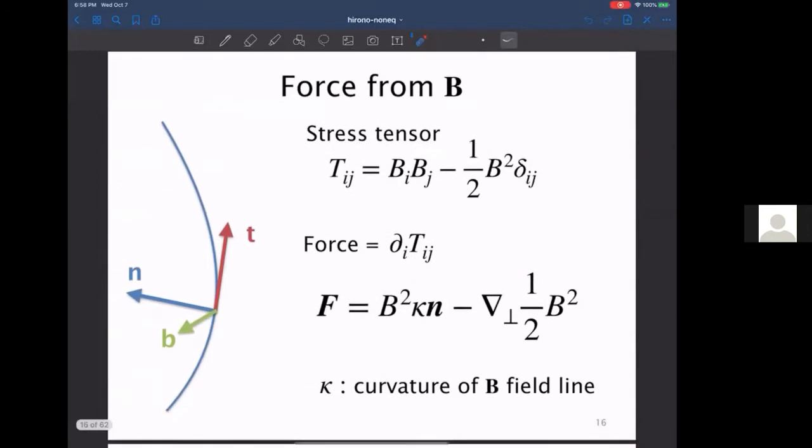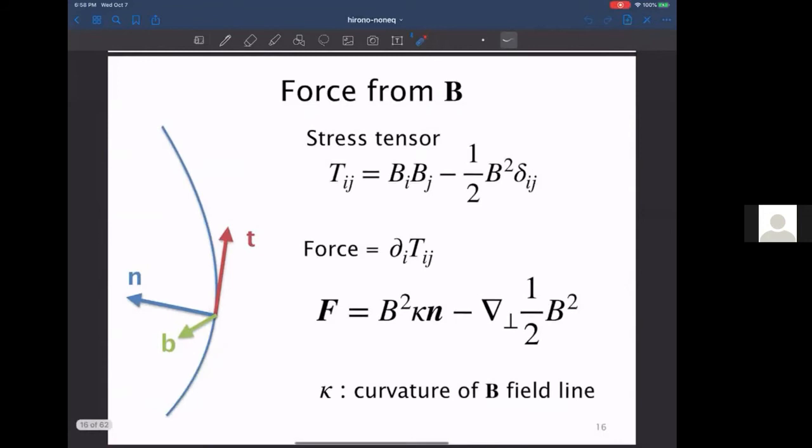So I'd like to discuss some physical picture of what is happening in the system here. If we look at the zeroth order part of the energy momentum tensor, and if we look at the spatial part of the energy momentum tensor, which is just a stress tensor, it takes this kind of form. If we take the spatial divergence of this quantity by multiplying by partial i, we are going to get the force acting on the system. So the force can be written in this form.